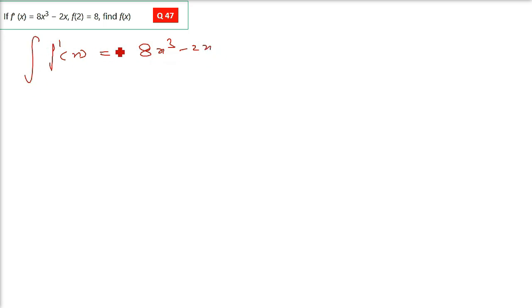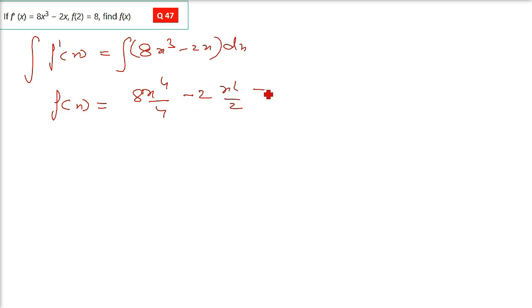f dash x is 8x cube minus 2x, integrating both sides. This becomes f(x). This is 8, x cube is x raised to 4 by 4, minus twice x square by 2, and plus the constant of integration. f(x) will be equal to 2x raised to 4, the 2 minus 2 gets cancelled, here you get minus x square, with a constant of integration.